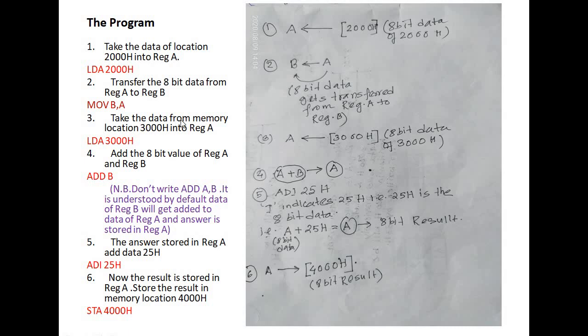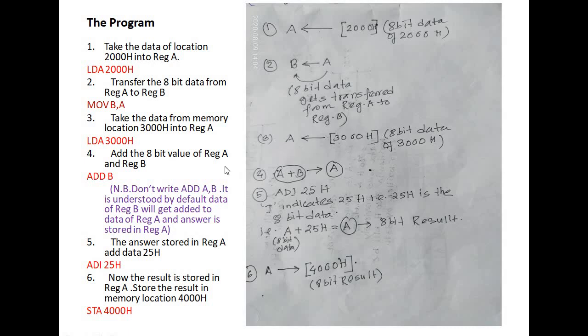Third step, take the data from memory location 3000H into register A. Whatever data was there in 3000H will be loaded into register A. Again, what instruction will be used? LDA 3000H. So whatever 8-bit data was there in the memory location 3000H will be loaded into register A. Clear? So whatever data was there from 2000H will now be overwritten by the data of memory location 3000H.